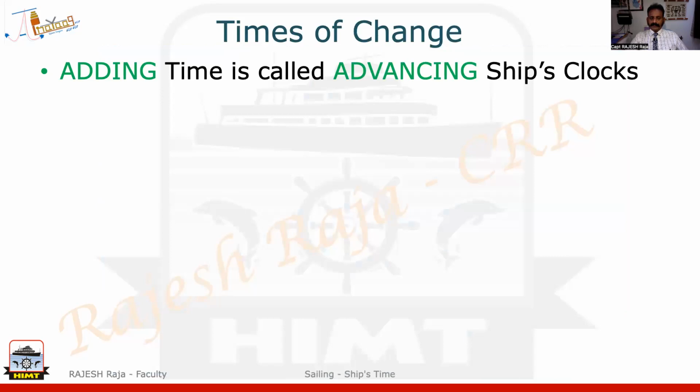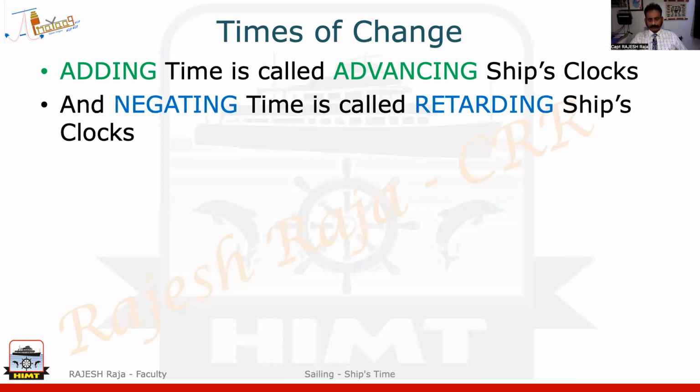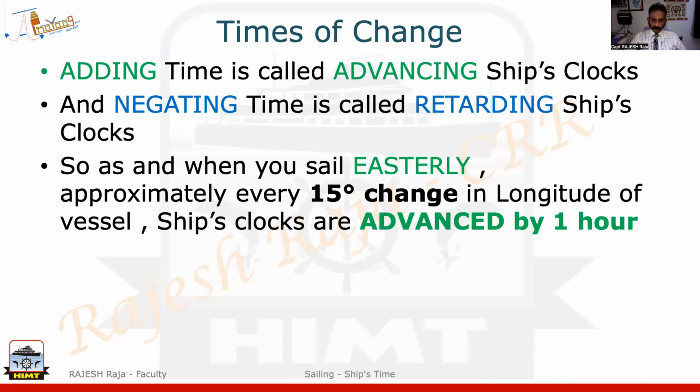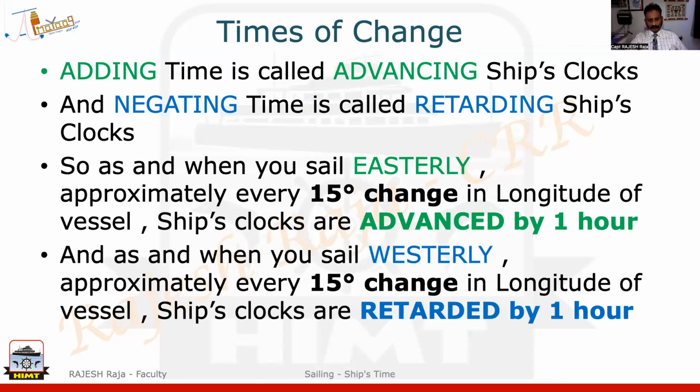Please remember, adding your ship's time whenever you are moving away from one place to another is called advancing your ship's clocks, and negating is called retarding your ship's clock. So what do you do? When do you do adding? Whenever you are sailing easterly, approximately every 15 degrees change in longitude, please advance your clocks by 1 hour. Exactly opposite, sailing westerly, approximate change of 15 degrees of longitude, please retard your clocks by 1 hour.